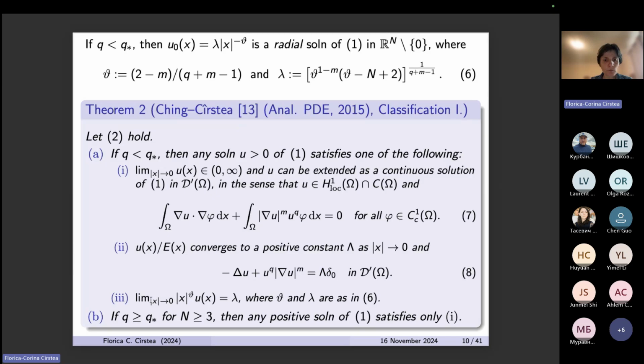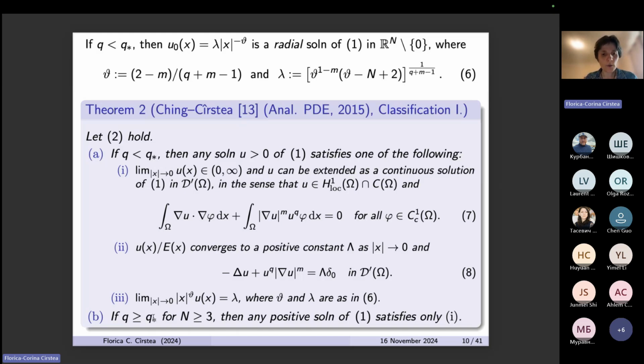And then the third possibility, where u has a strong singularity at 0, and that means that u behaves like this u0 that we found by hand near the origin. So u behaves like u0 that we discussed earlier. And these are the three possibilities, which, of course, if you take m equals 0, you will recover the classification result of Veron.